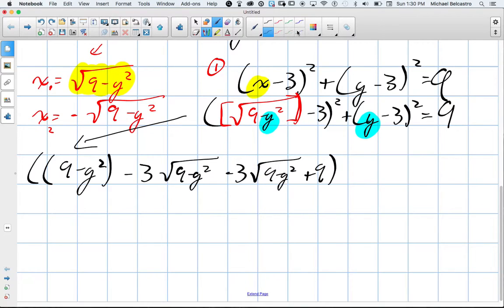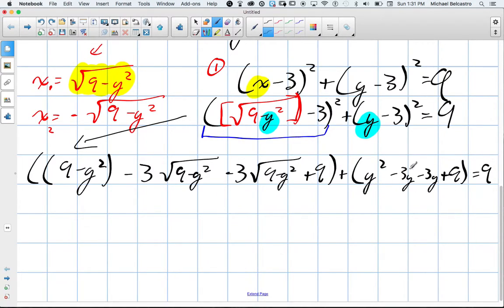So we've just FOILed, or we've multiplied that binomial by itself, and we end up with this set of brackets here. The other one, I'll do that quickly also, plus, and we're going to get y squared minus 3y minus 3y plus 9, and then all of this is equal to 9. I did that a little quickly. We can collect these two like terms in the middle here and these two like terms in the middle here. And I can drop these brackets, there's nothing else to distribute.